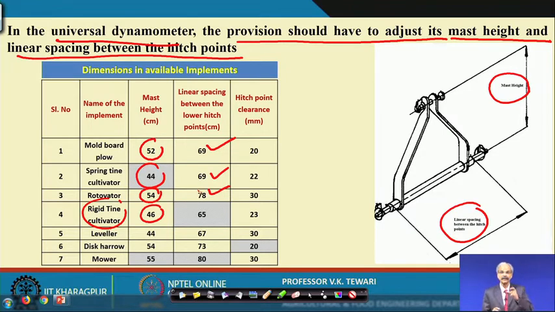Then the hitch point clearance, this is very important. How much clearance must be provided for the hitch point? 20 millimeter, 22 millimeter and 33 millimeter. Kindly mark these units, these are very important while you are talking with respect to the dimensions in the available implements. This is very important when you are fitting these to the universal dynamometers, when you are talking of a dynamometer which can be fitted to the tractor and can be attached for measurement of forces in any implement, for that matter, on equipment which is connected to the 3-point linkage of a tractor.